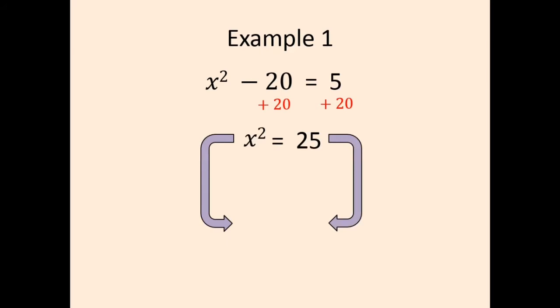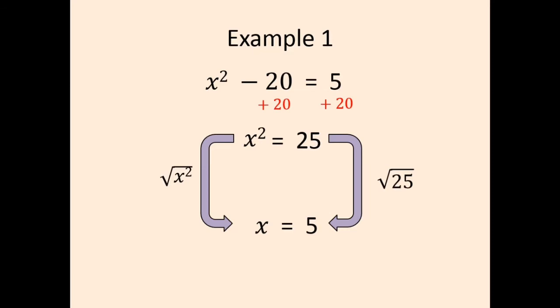Now I need to solve the equation. I haven't answered the question yet. I want to find out what x is by itself. I don't want that x squared. How can I get rid of squared? What's the opposite of squaring? It is square root. So I'm going to square root both sides. So the square root of 25 is going to be x is equal to 5.